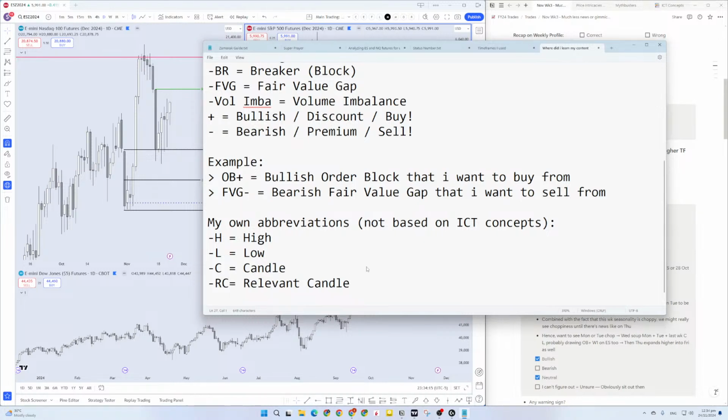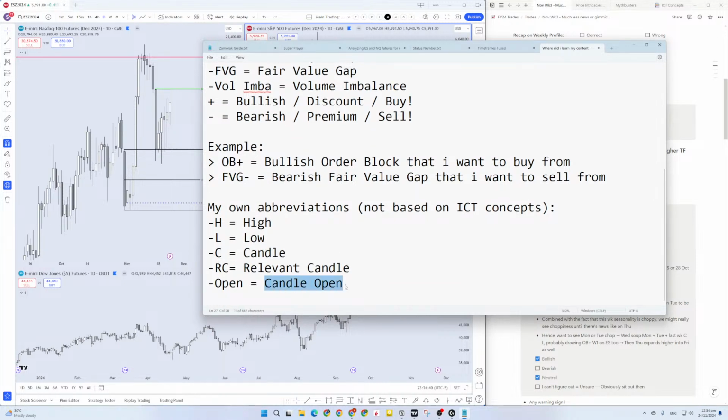What else? High, low, open. Open actually just means candle open. So recall when you look at candlesticks, you are looking at OHLC: open, high, low, close, or open, low, high, close. So the open here just means candle open. That means if I'm looking at this candle, where is the candle open? You tell me it's here. So open just means candle open.